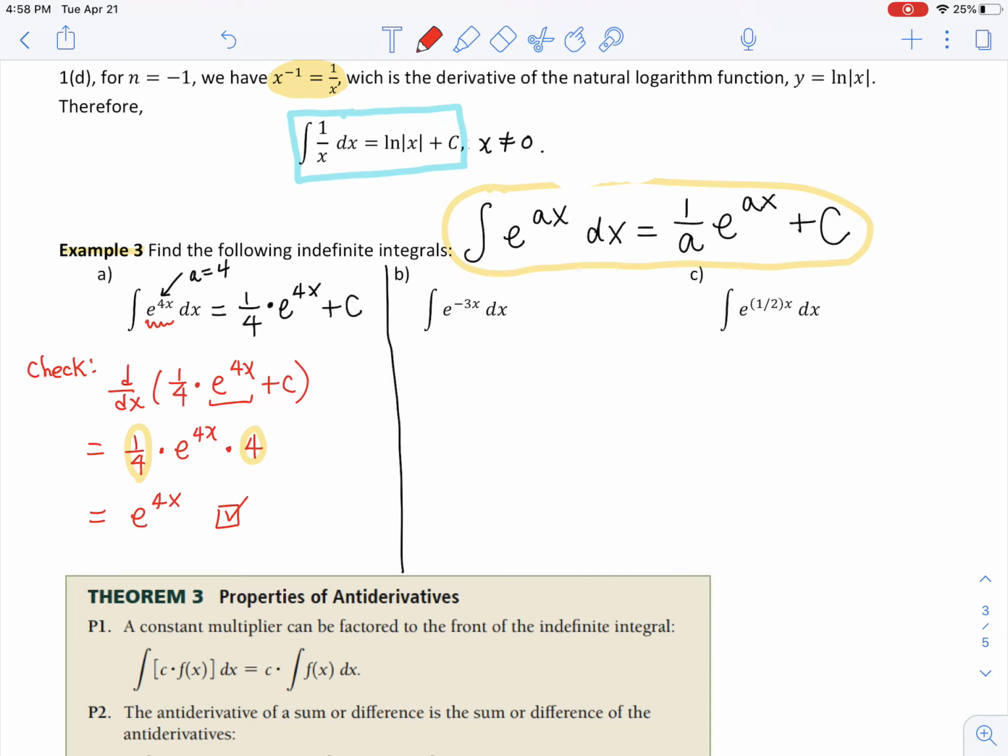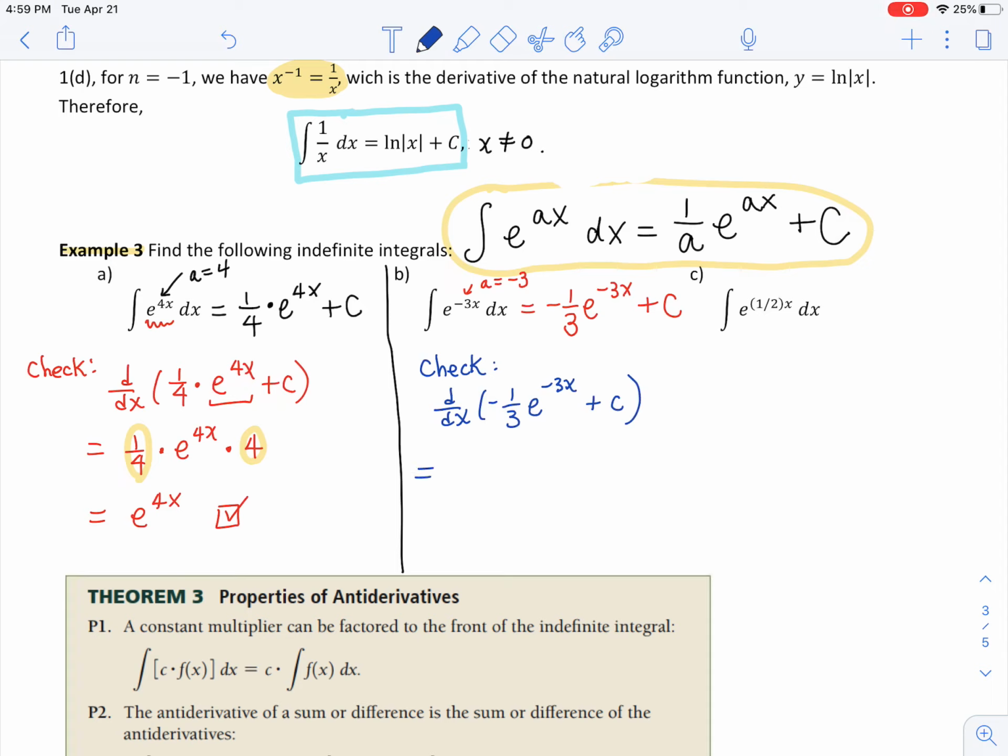So why do we need this random looking fraction 1 over a in front of our answer? It's because once that exponent comes down, it's going to have to be multiplied by that reciprocal and needs to cancel out. So let's try another one. Okay, this one. What's a in this problem? A is -3, right? So if I'm just using that rule, I'm going to have -1 over 3 times e to the -3x plus c, right? Using that rule. All right, and I'm going to check this. I'm going to see if that's true.